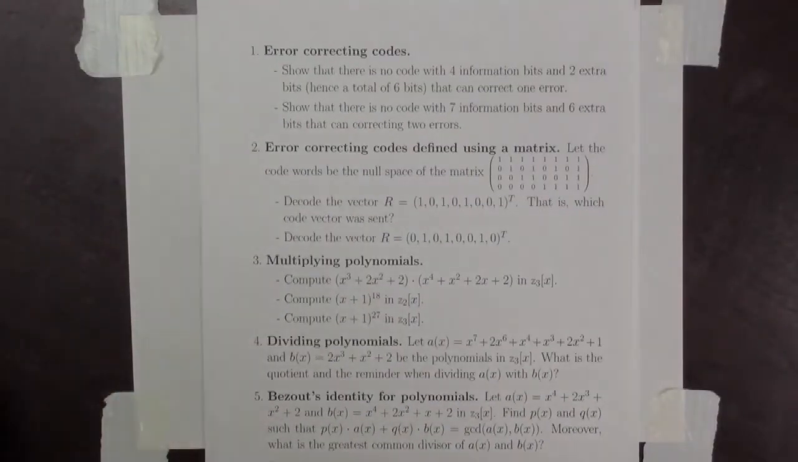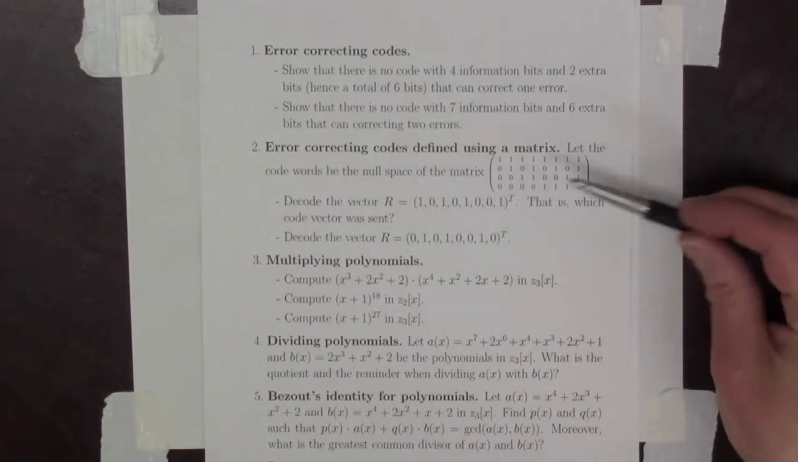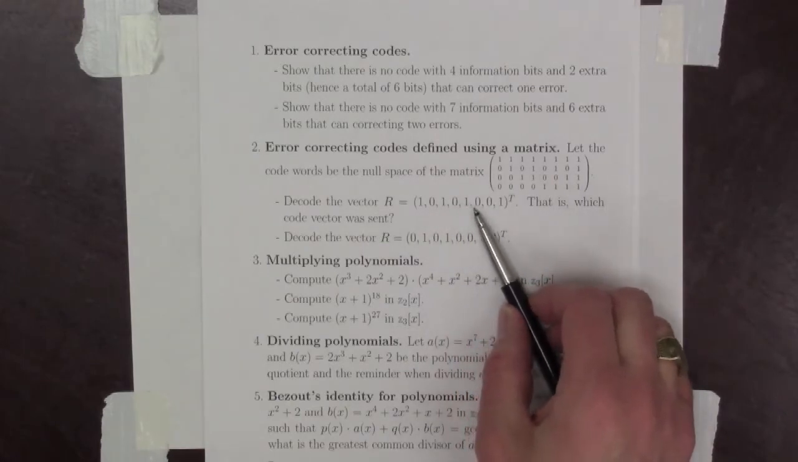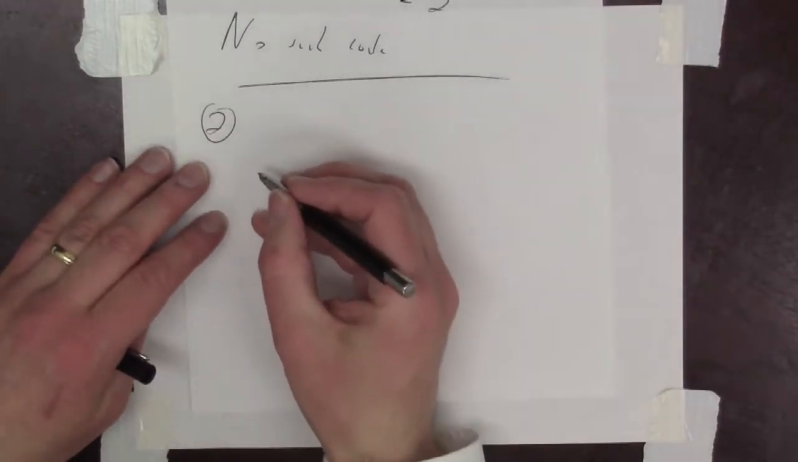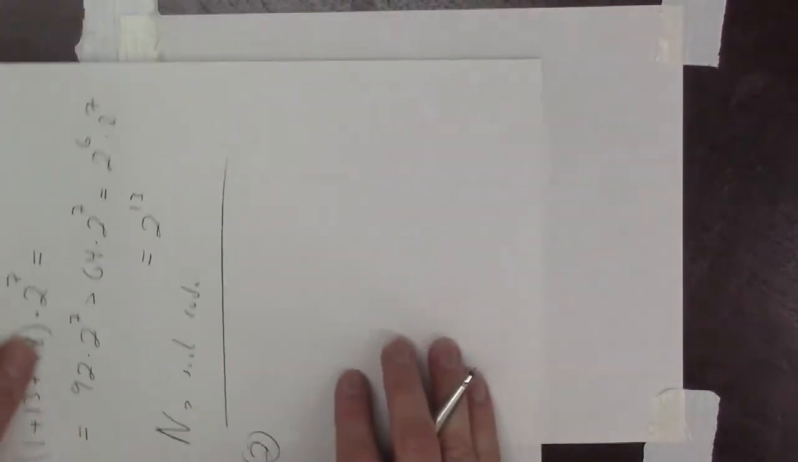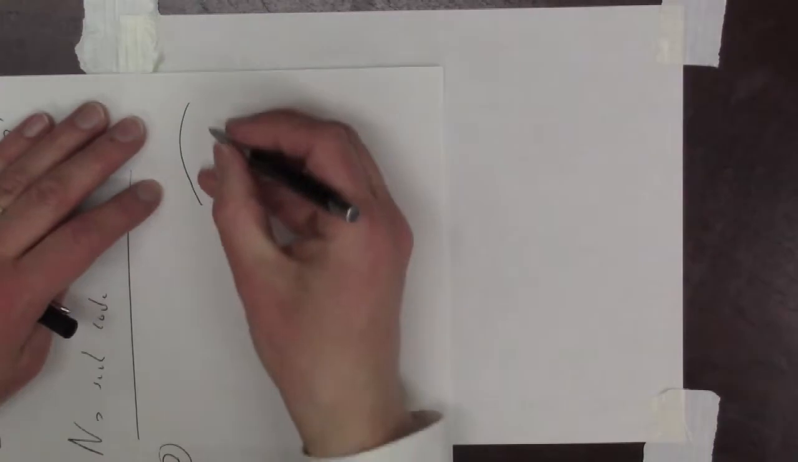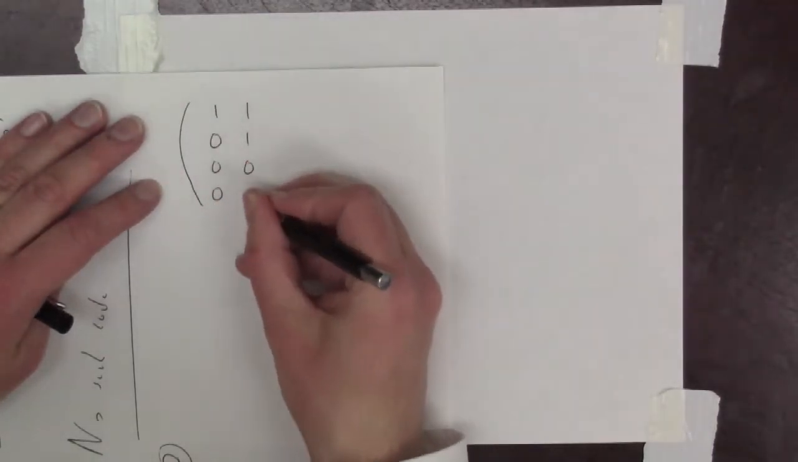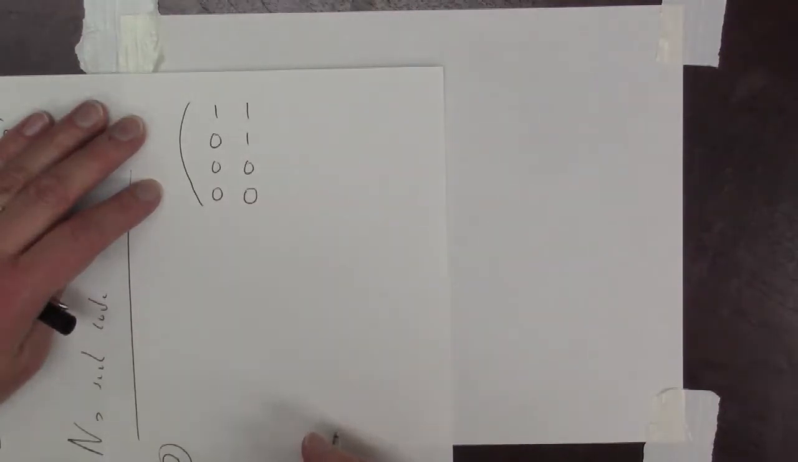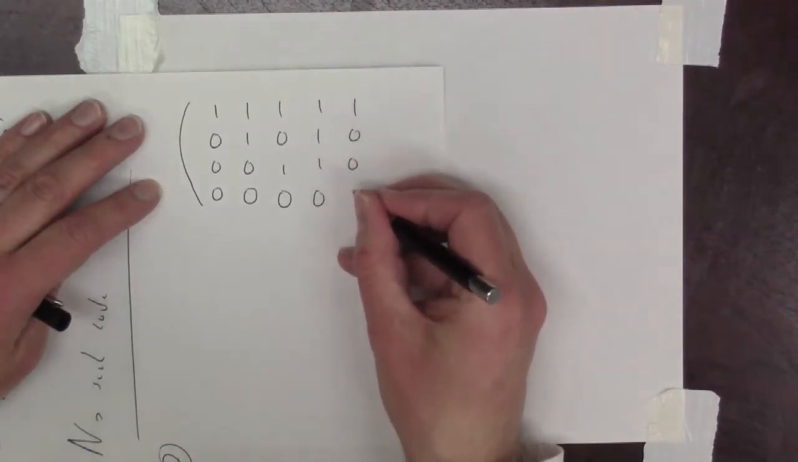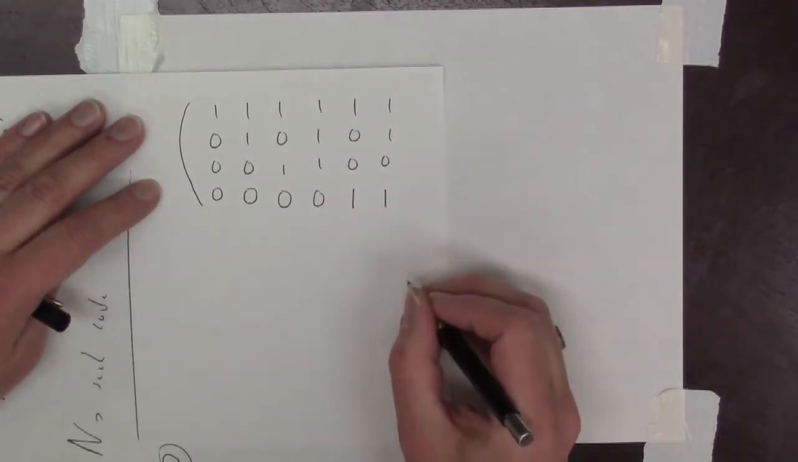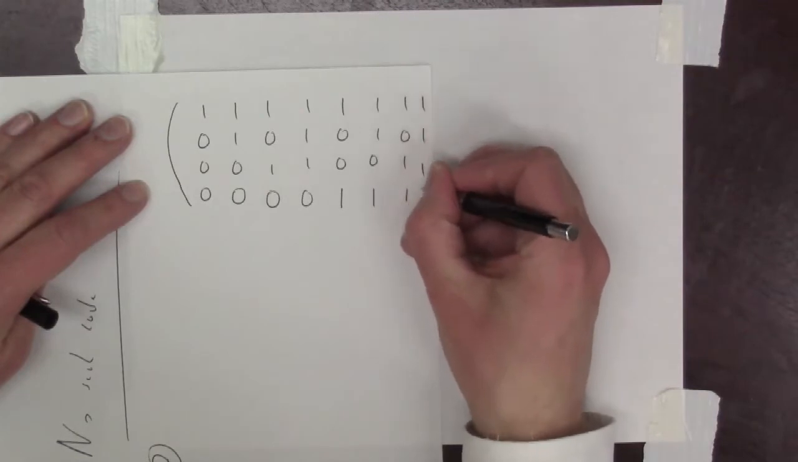Let's now go to problem number 2. We're using this matrix to construct the code, and the code words are the null space of this matrix, and we get this vector R here, 1 0 1 0 1 0 0 1. So what we have to do is to multiply the matrix by it. Let me write out the matrix for us here. 1 0 0 0 1 1 0 0. This is going to be really boring. I just want to make sure I get the right matrix down. The top row is all 1s. Okay, here's the matrix.